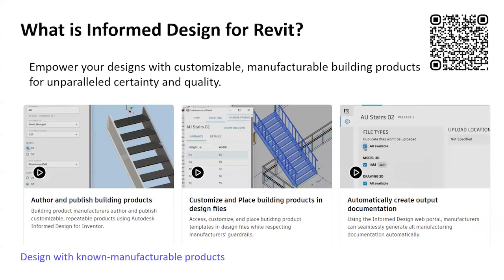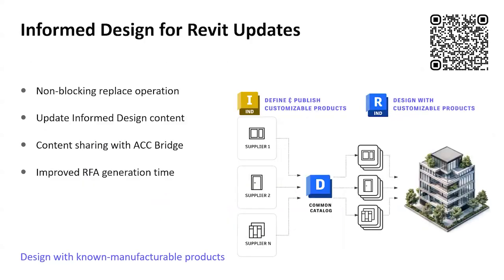So with Informed Design, one can author and publish building products, right? So building product manufacturers author and publish customizable, repeatable products using Autodesk Informed Design for Inventor. So you can take it from Inventor, create these elements, organize them, and bring them into Revit. So just to kind of glance over this, again, scan this, learn more about Informed Design. Customize and place building elements in design files. Automatically create output documentation for these elements. So these are true manufacturer elements that you're placing into your model.